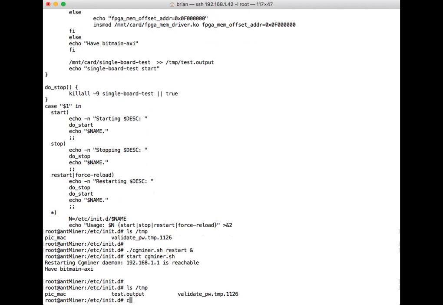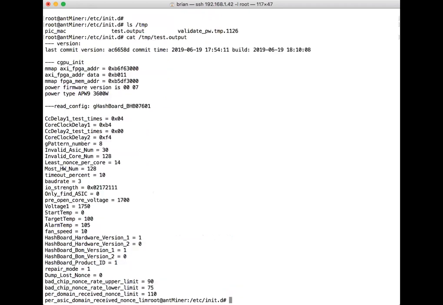If I want to look at what's in there, it's cat /temp/test.output. So cat, the file /temp/test.output. It won't have much in there. That actually has some stuff. Here's the startup address, and it basically dumps out the config file, what it's going to run on. So if you see only find ASIC is 0 still, this is the config file as it was read from the config.ini, but this is the program repeating the config file it had. So that's kind of cool.